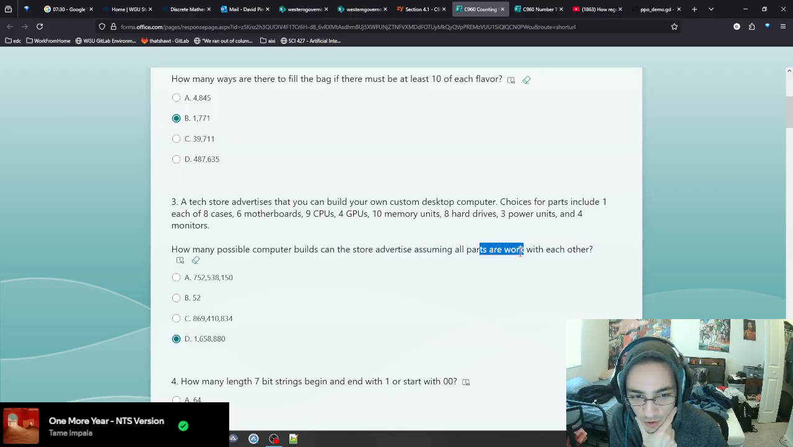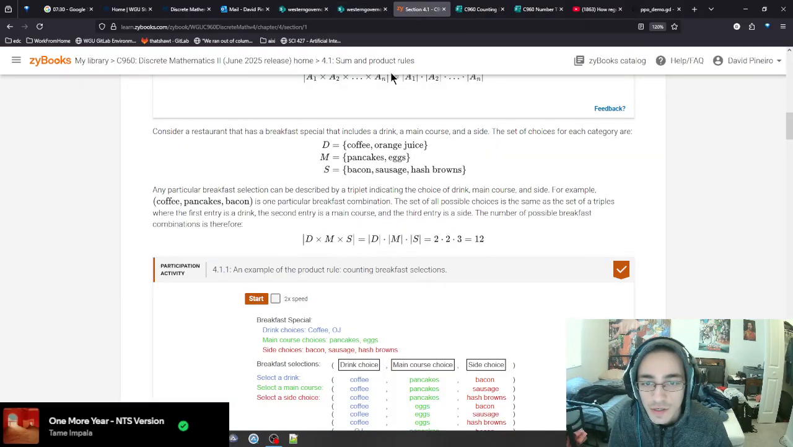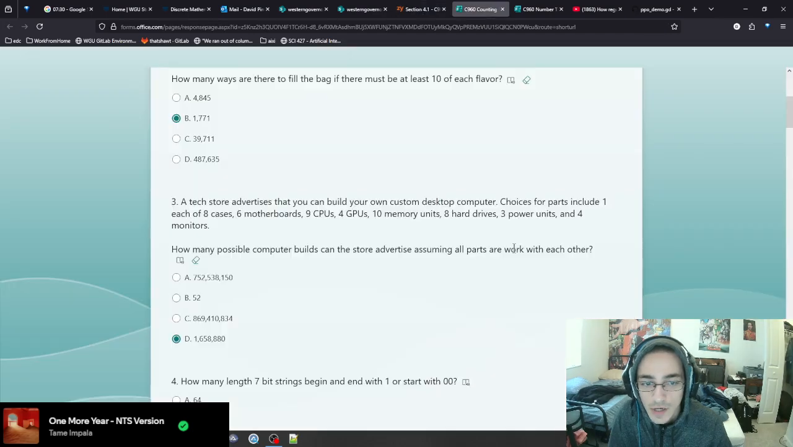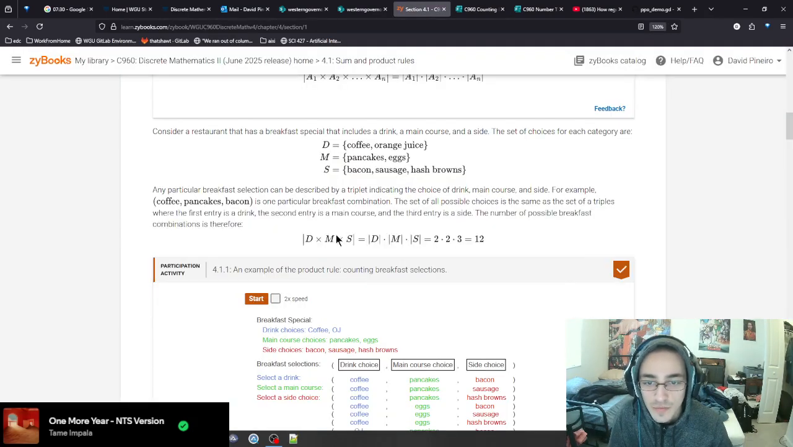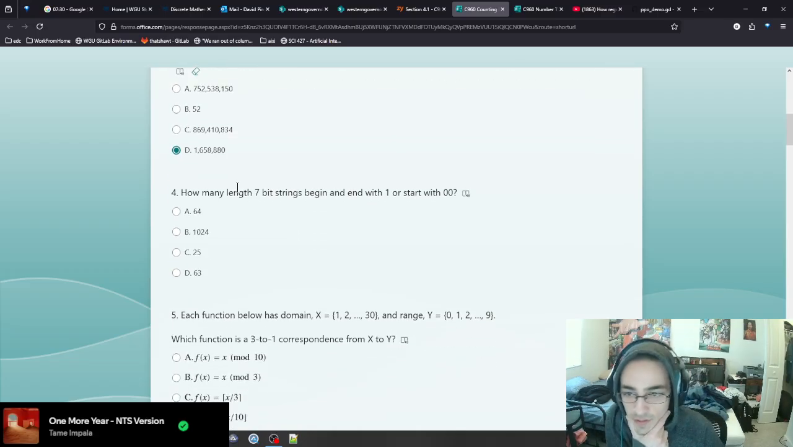All parts work with each other. Okay. Yeah, I think it's just this. I think that means they have to all be together, which makes it one of these things, where they've got to be together, and then you just multiply all the possibilities.